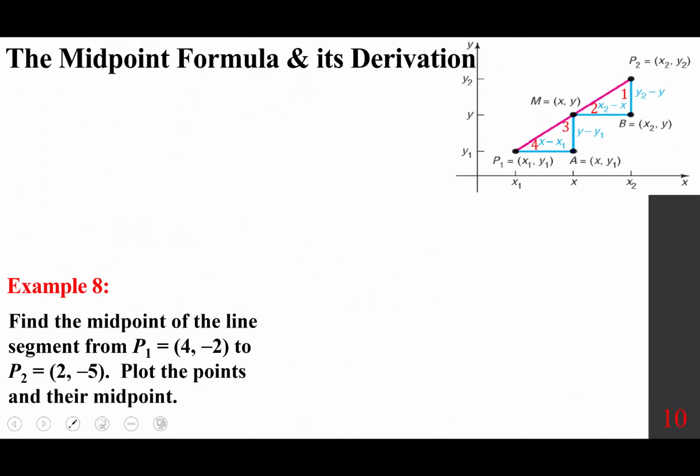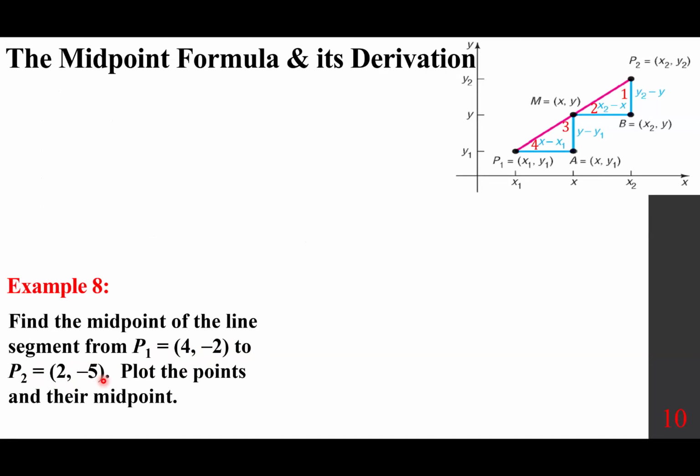To find the midpoint, in short, it says find the midpoint of the line segment from P1, which has coordinates 4, -2, to P2, which has coordinates 2, -5, and plot the points. And the midpoint is pretty straightforward. You plot those points and you pinpoint the one in between. Now, the formula for the midpoint is that you add them up, you divide by 2. What do we add up? We add up the x coordinates, we add up the y coordinates, and divide by 2.